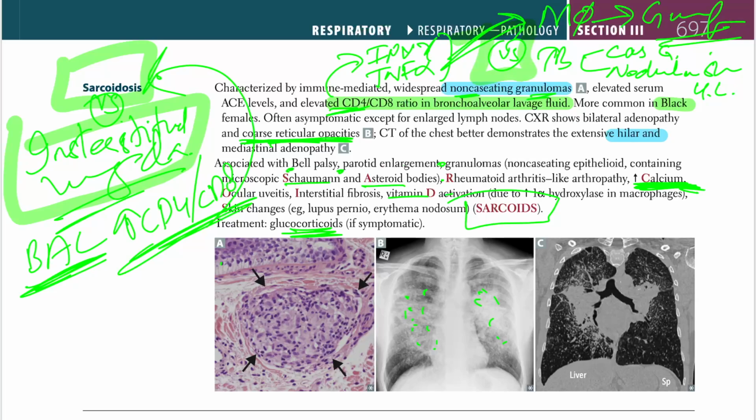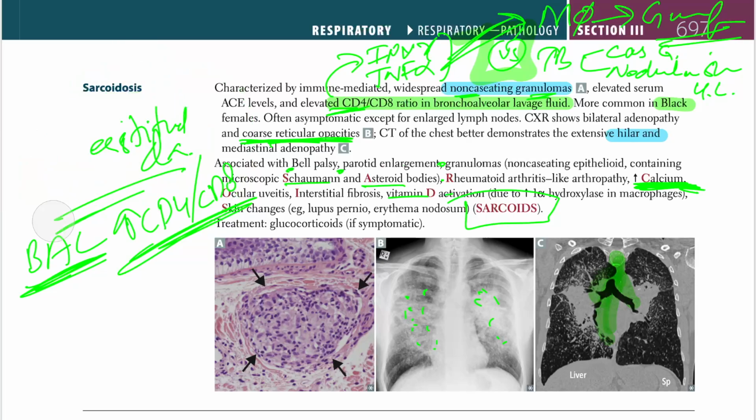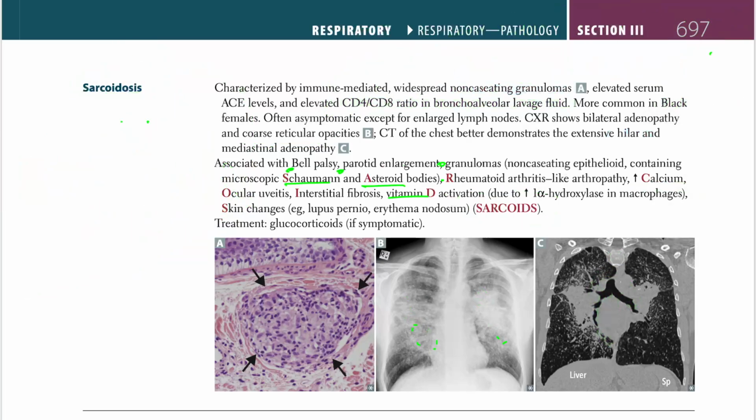Okay. And non-caseating granuloma is right here. What is non-caseating? You have cells which are present here, and they are non-caseating. It's not caseous. If you look at picture C, what do we have? Look at the hilar and mediastinal, most likely here, mediastinal lymphadenopathy. Okay, so let's review this quick and move on to the next one.